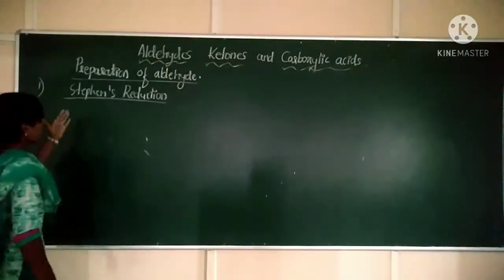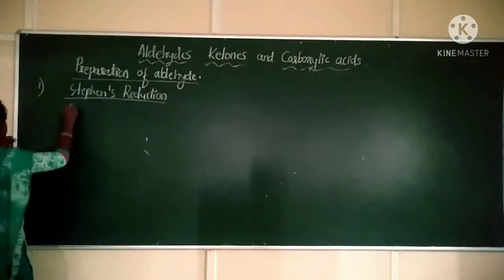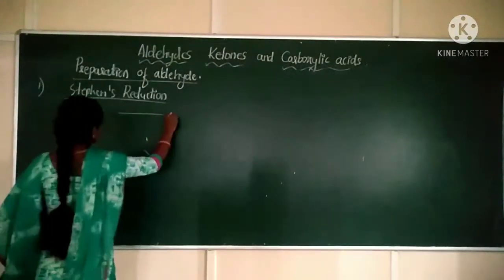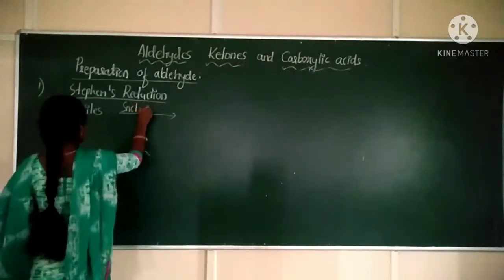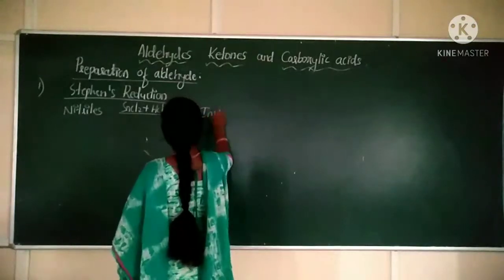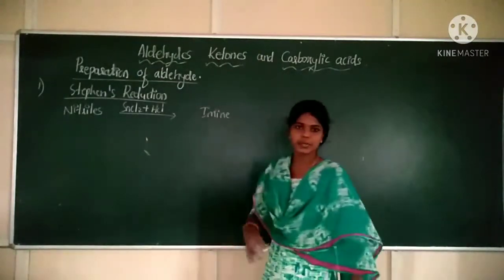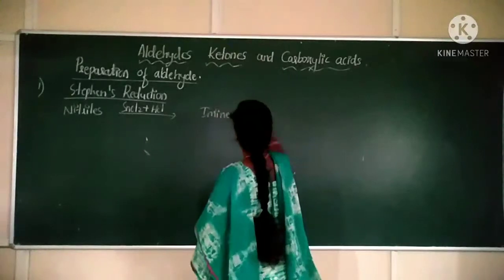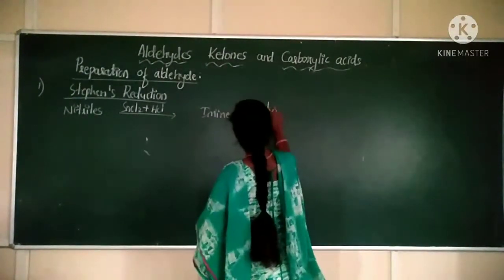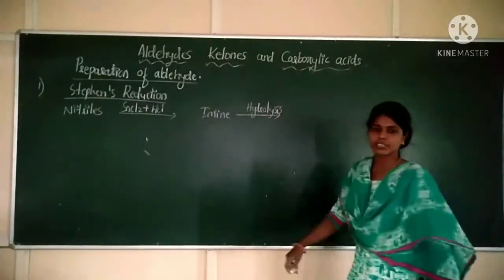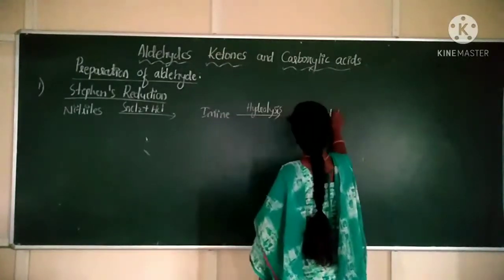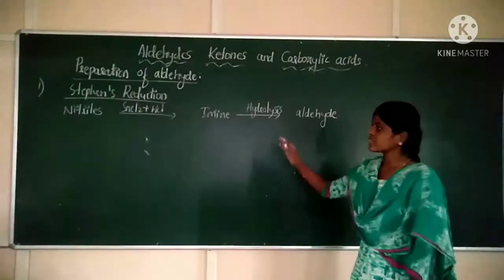So what is the reaction? Nitriles react with stannous chloride in presence of HCl. What will it form? Imine hydrochlorides. Imines are the intermediates here. After imine formation, imine hydrolysis will produce aldehyde. Correct?